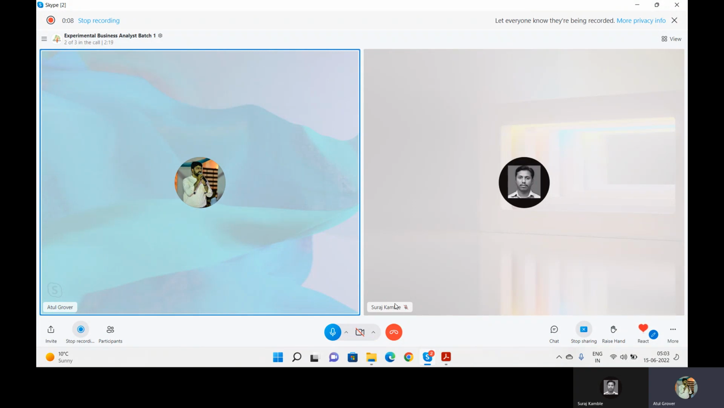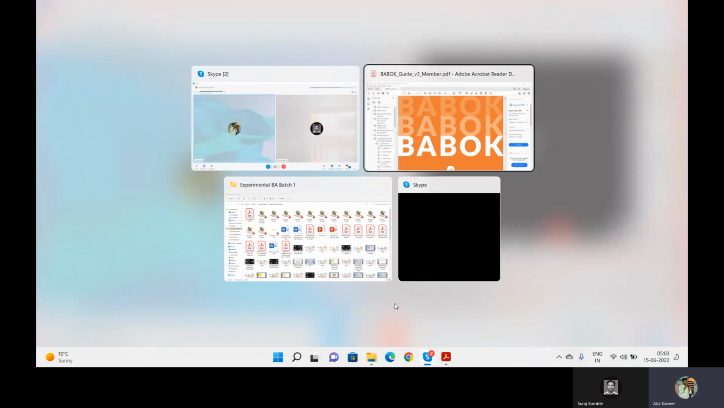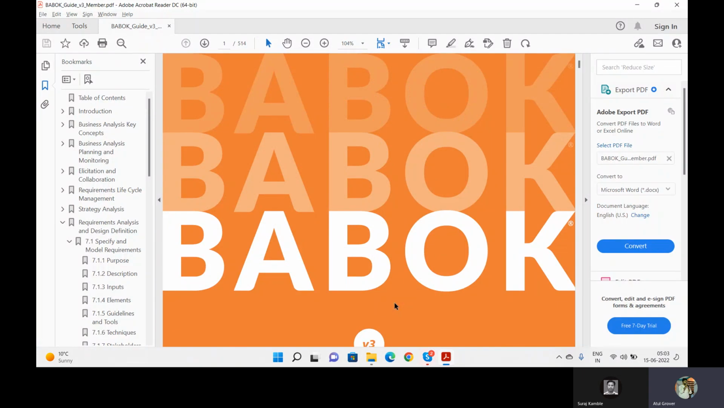So until yesterday, what have we done? We started the journey of the business analyst, where we saw who a business analyst is, what the core concepts of the business analyst are, what we mean by planning and monitoring, what we mean by allocation and collaboration, what the life cycle of requirement management is, and what strategic analysis is, where we see the future state or current state, risk assessment, defining the change strategy, all those things.